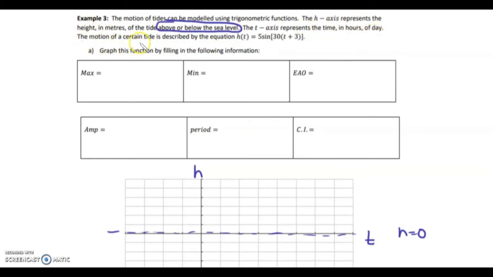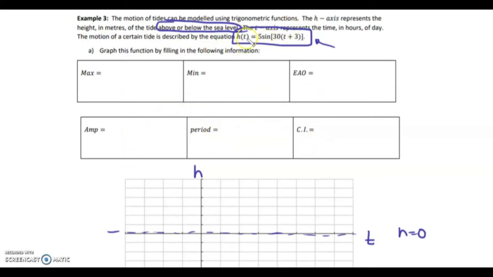The motion of a certain tide is described by this equation. So this is the easiest type of question because it already gives us the equation. So we're going to go ahead and graph a function by filling in these boxes here. So we need a max, a min, an equation of axis, amplitude, period, and critical interval.